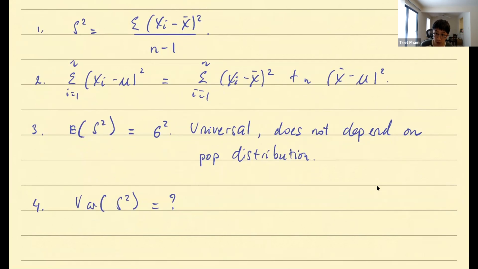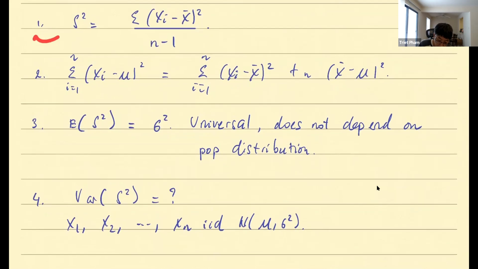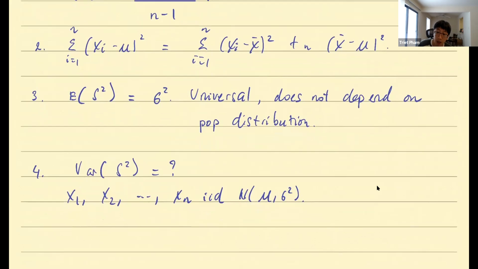We will answer this question in a particular context, the normal, as you will see soon. As I said, now we will specialize into the normal context: X_1 through X_n, IID, Normal(mu, sigma squared). So we make one further assumption on the population distribution. Of course, the universal results still hold, but what we have now is a much more in-depth result.